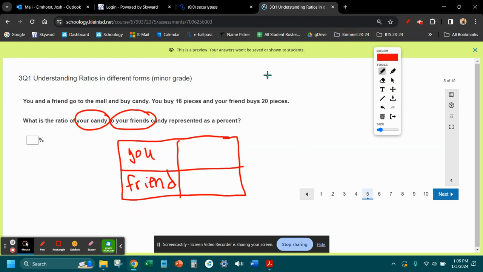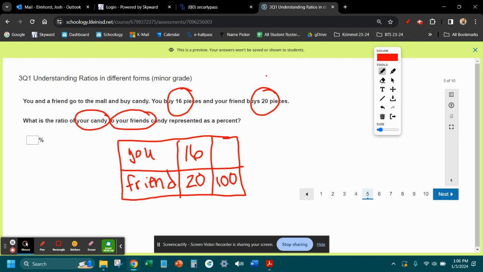So looking at number 5, the context is you have candy and your friend has candy, and you're going to set them up in a part, and then compare that to a percent. So your candy is 16. Your friend's candy is 20. Now, the percent is going to be written as a total of what? Percent is out of 100.